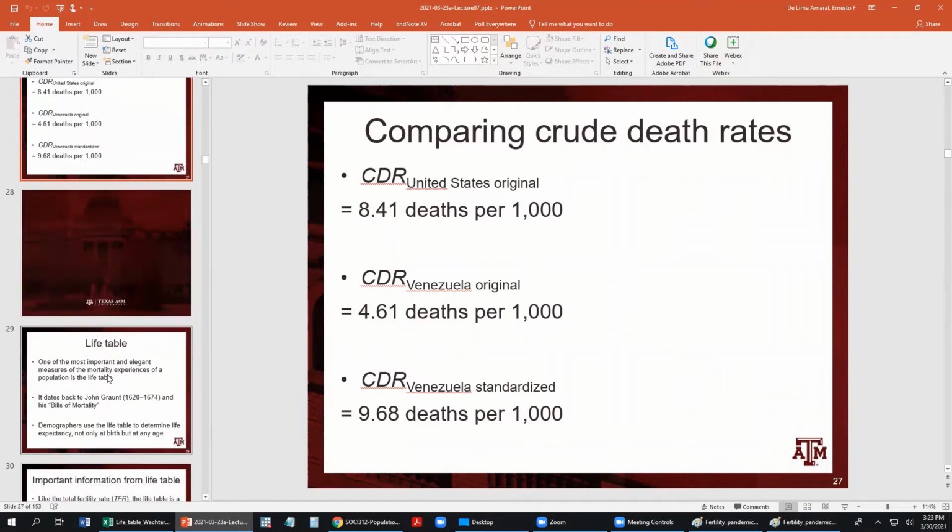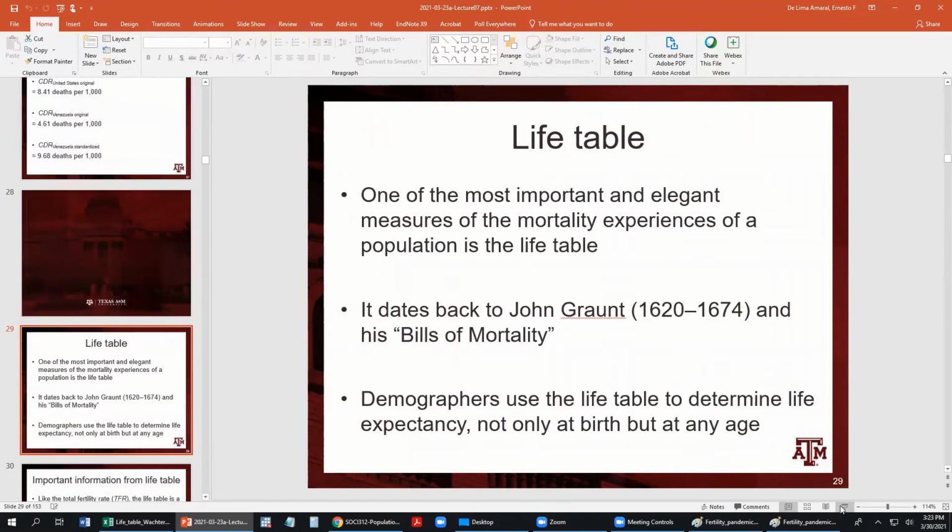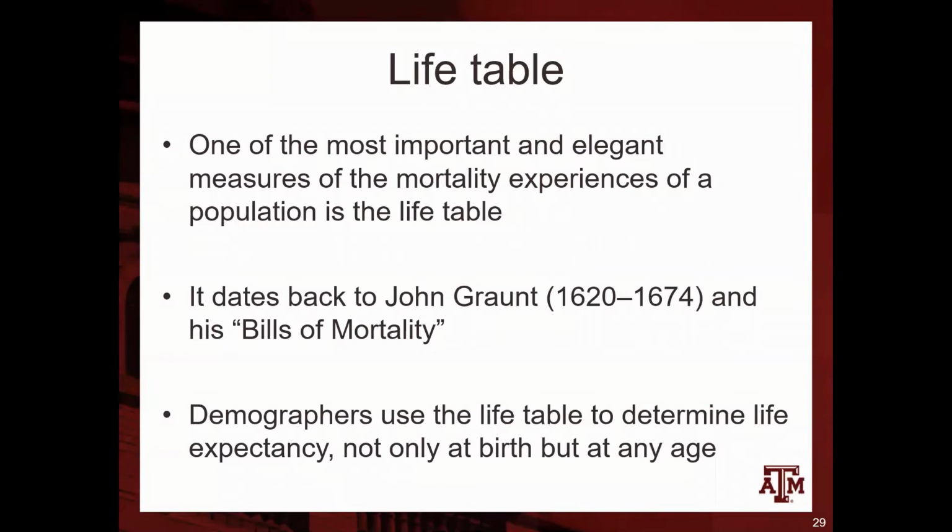Another popular way to take into account age structure, in order to create measures that are comparable across countries or over time for populations that have changed in age distribution, is the life table. That's a technique in which we can estimate life expectancy at birth, and that's what I'm going to explain to you now.